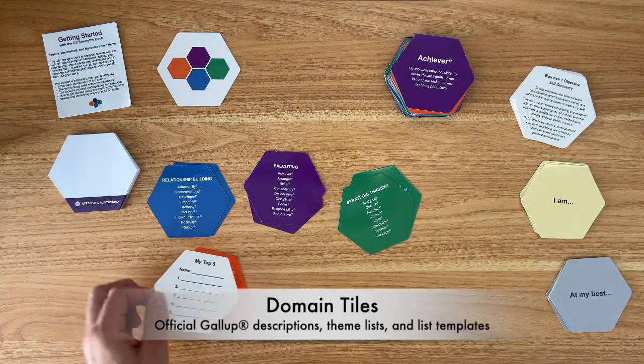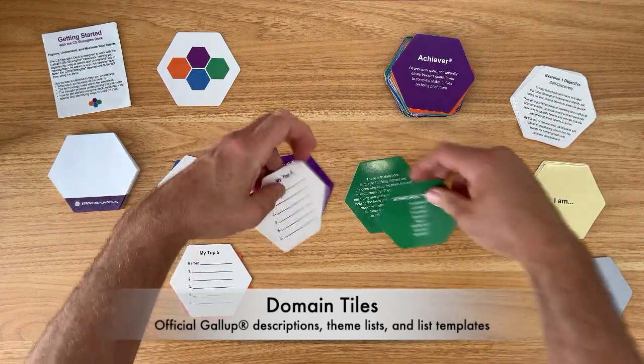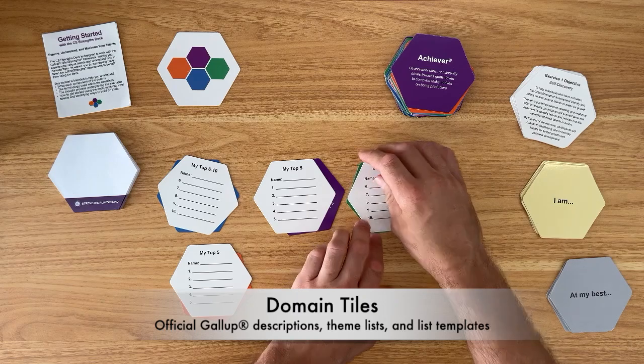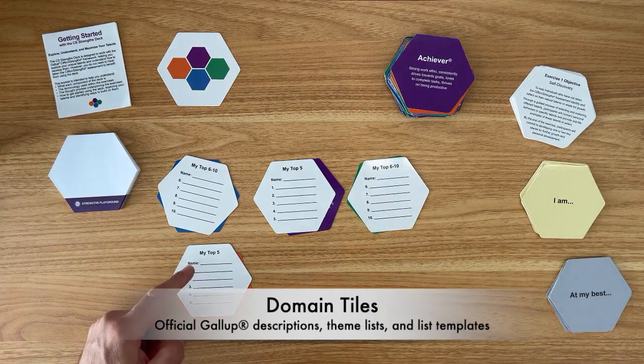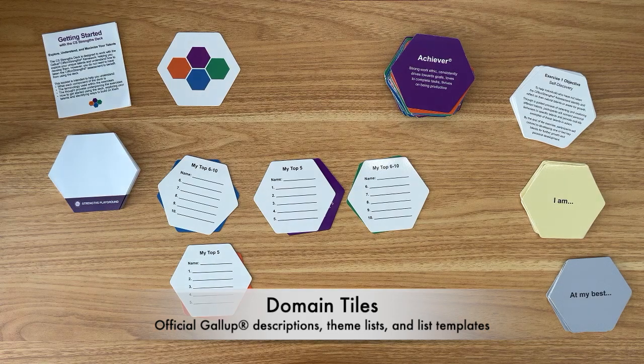On the back of the lists we have some little templates where if you know your top 5 already, you can add them in and your 6 to 10, or if you don't know them, you can add them in as you go through the introductory exercises and work out the ones that you feel are right for you in the moment.